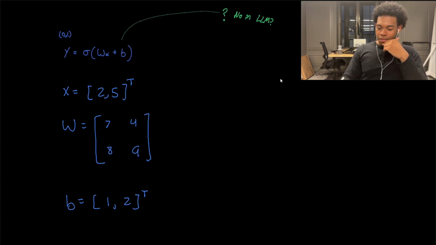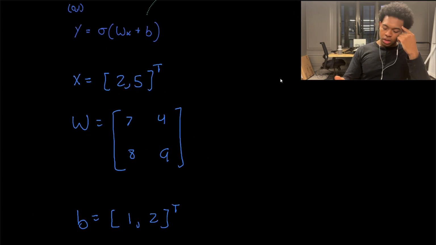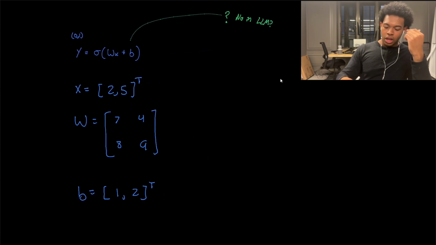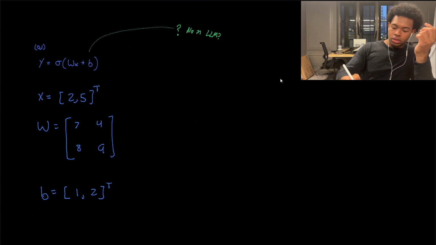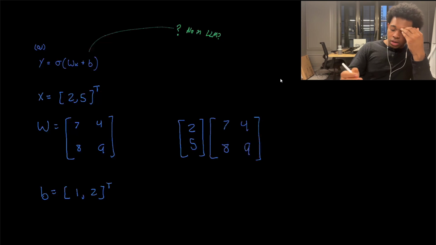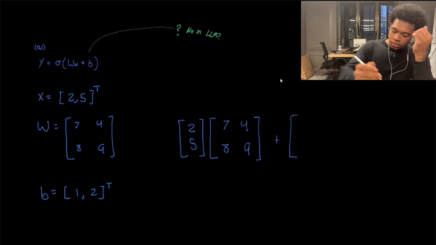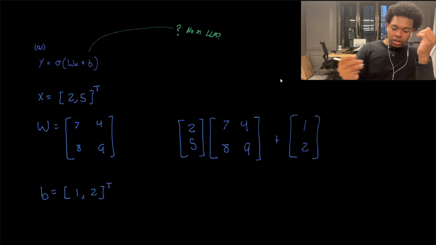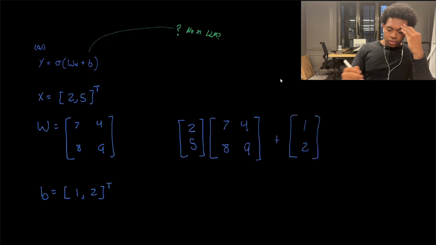Okay. So this is XWB, and if I were to draw this, it would be 2, 5, 7, 4, 8, 9, plus 1, 2. But that's still not what I'm looking for. This is what I'm looking for. I want this, and then I want this.